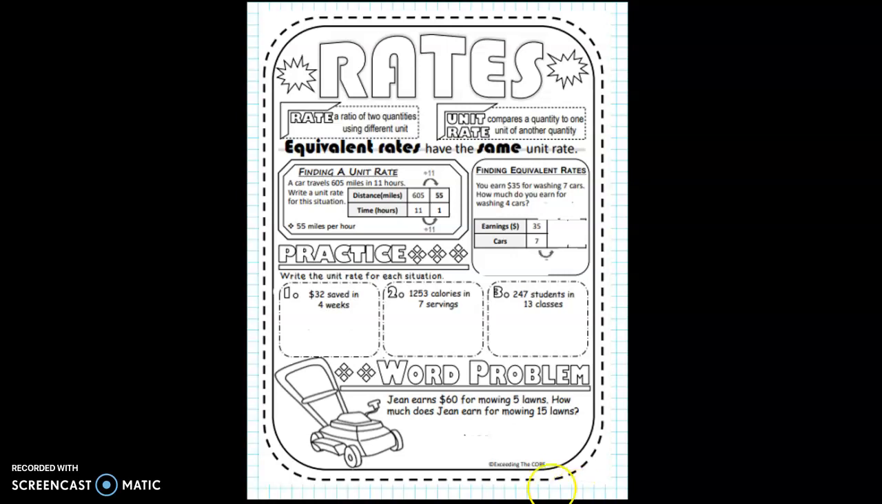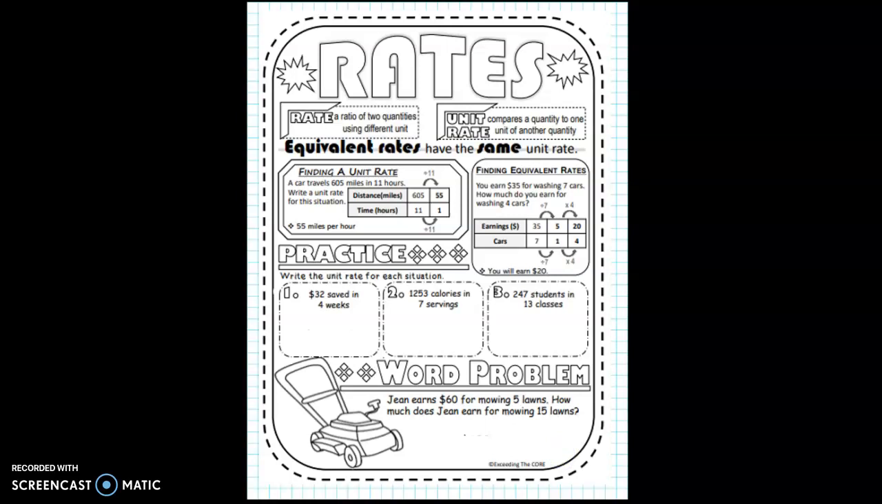So the first step is to divide by 7 to find the unit rate. Dividing both numbers by 7, 7 divided by 7 is 1, 35 divided by 7 is 5. That tells us that we are earning $5 for every car. Now we want to know 4 cars, so we take both numbers times 4. 4 times 1 is 4 for our 4 cars. 5 times 4 is 20, so we would be earning $20.